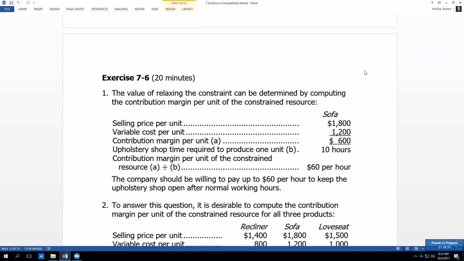The management of Portsmouth is confident that this upholstering company's work is high quality, and their craftsmen should be able to work about as quickly as Portsmouth's own craftsmen on the simpler upholstering jobs, such as the love seat. Should the management accept this offer? Well, let's look at the numbers.